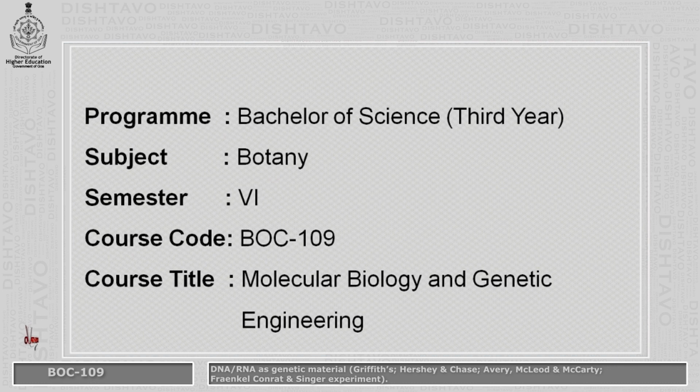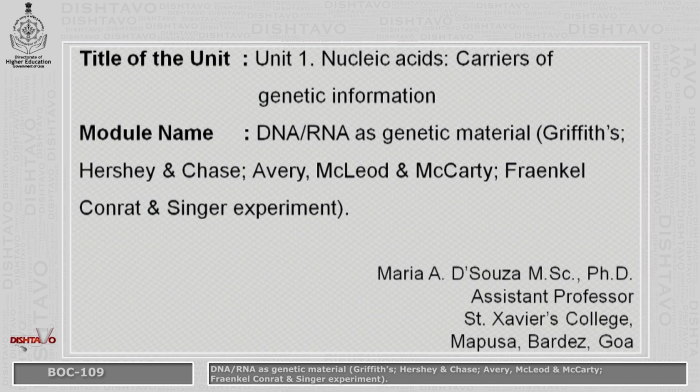It's for third year students of Botany, Semester 6, BOC 109, course title Molecular Biology and Genetic Engineering, which belongs to Unit 1, Nucleic Acid, Carriers of Genetic Information. The module name: DNA, RNA as a Genetic Material.